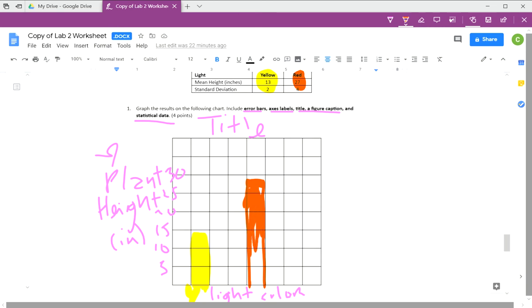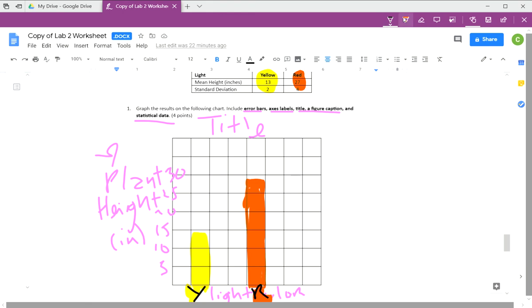And even though I have color-coded the bars, you still need to, again, label at the bottom what treatment that's for. So sorry, I wouldn't normally put them on top of each other. But anyway, then I would just put an R there for red. That's terrible. I want to fix that. Okay. We'll make this look a little better. We have Y for yellow. We have R for red.